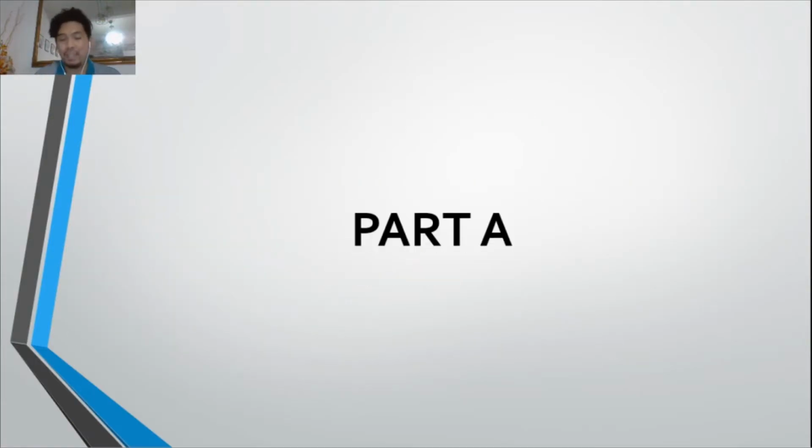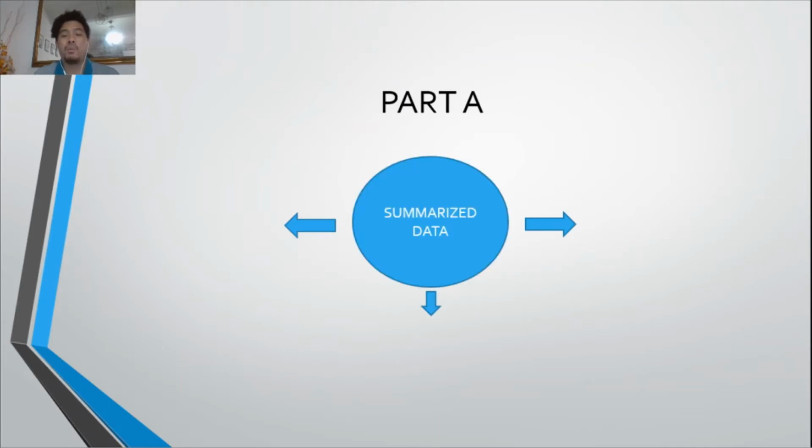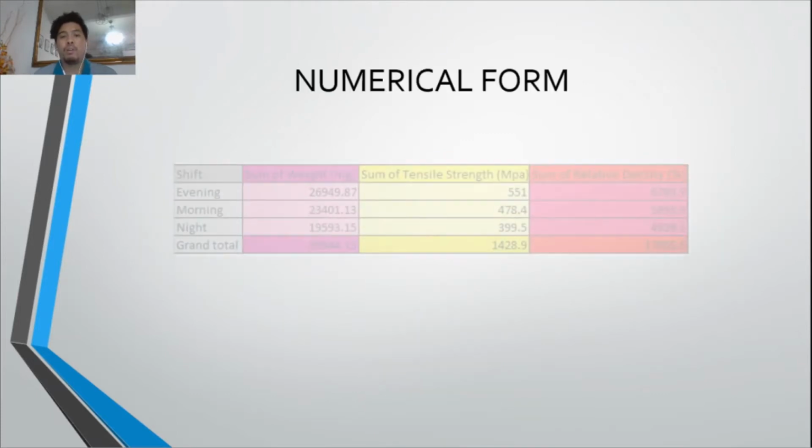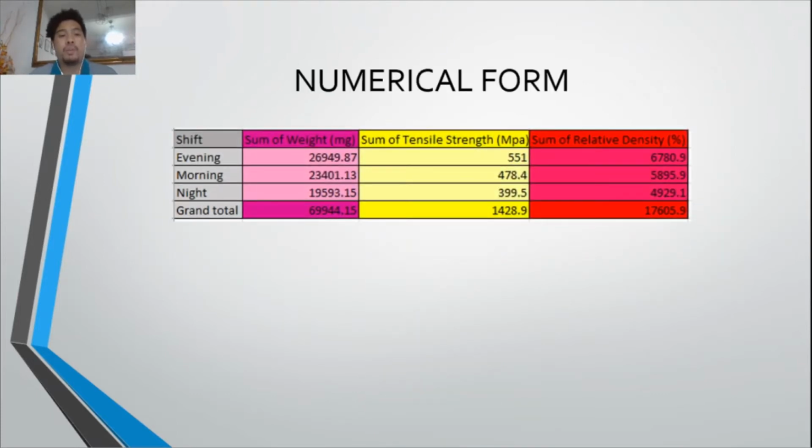For part A, we have to summarize data using three types of form, which are the tabular form, the graphical form and also the numerical form. Carrying on, for the numerical form, you can see that we have three different shifts, which are evening, morning and night. Also we check the sum of weight, sum of tensile strength and also sum of relative density.